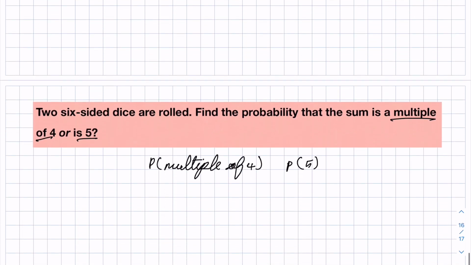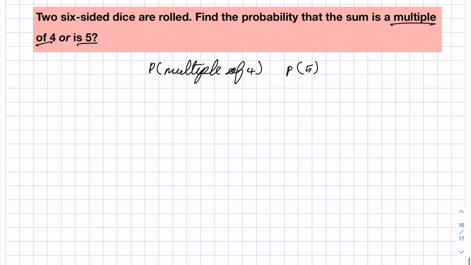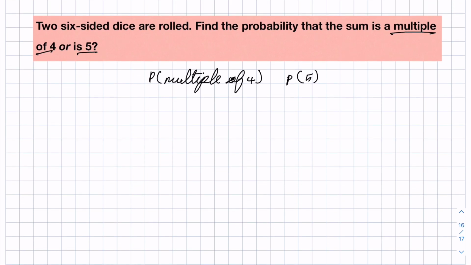When I defined both of these things, I said overlapping is when one or more outcomes of these events are in common with each other. So that means I have to look at these events and see if it's possible that the sum of the outcomes of the two six-sided dice is both a multiple of 4 and equal to 5. So basically, I need to see when I add numbers from 1, 2, 3, 4, 5, 6 and 1, 2, 3, 4, 5, 6, that any of these numbers is both a multiple of 4 and equal to 5.